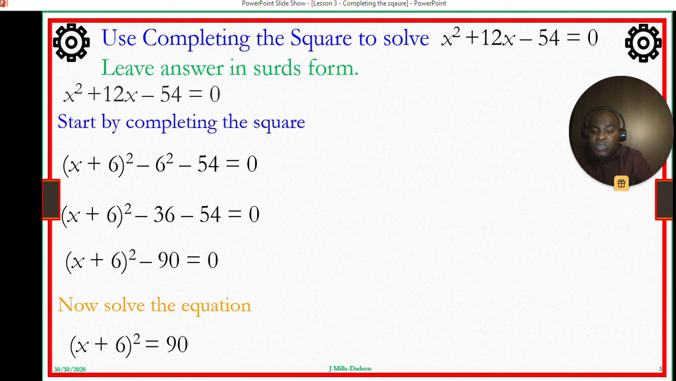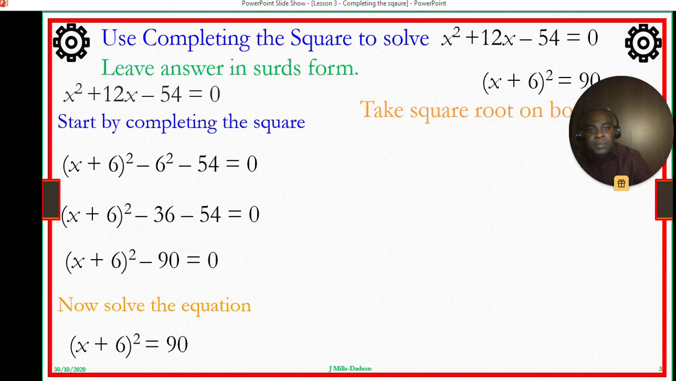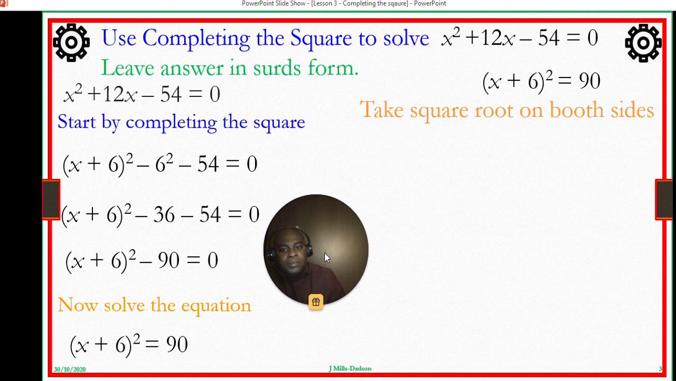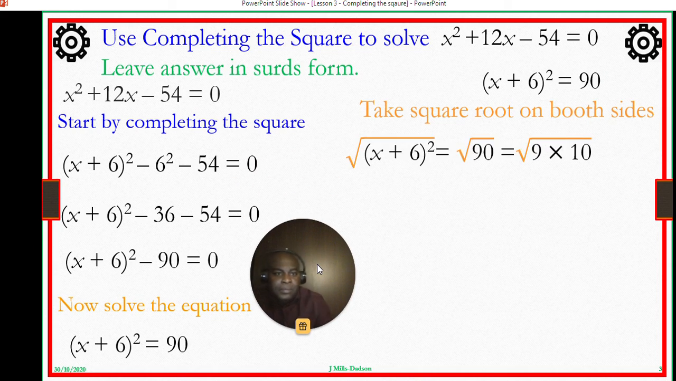We now need to take the square root of both sides. So when you take the square root of both sides, you are not allowed to have a square under a square root sign. So the biggest square number in 90 is 9. So 9 times 10 is 90. Square root of 9 is 3. So root of 90 will give you 3 root 10. 3 root 10, positive or negative.